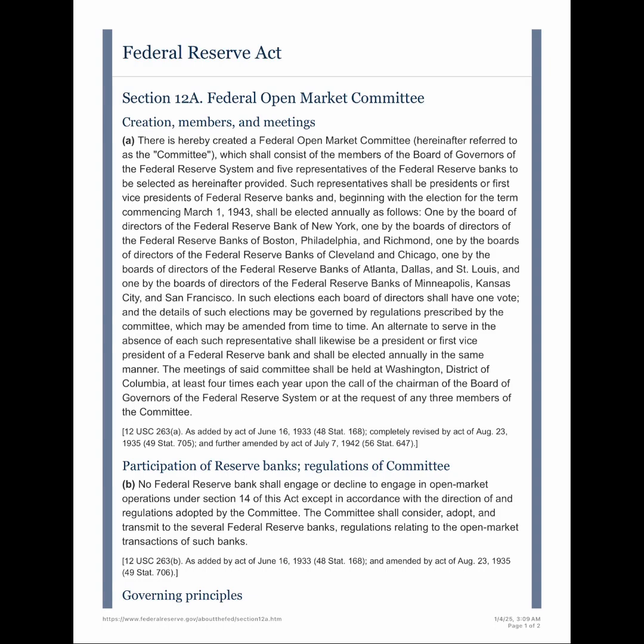And what about the alternates? What role do they play? Each elected president also has an alternate, typically a first vice president, who steps in if the president is unavailable. This ensures continuity and prevents disruptions to FOMC meetings. So a robust system designed for both representation and stability.